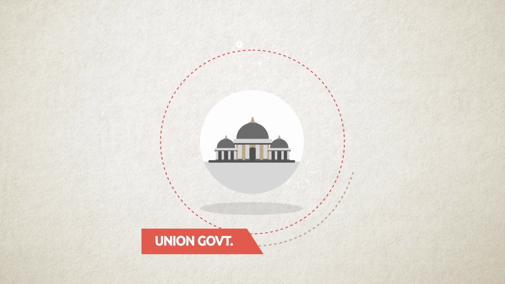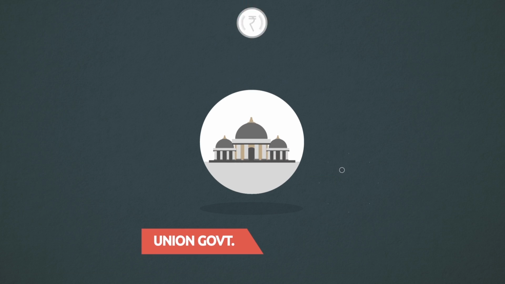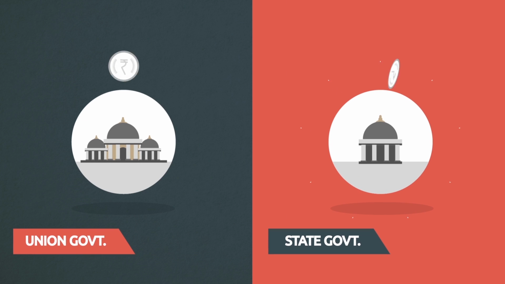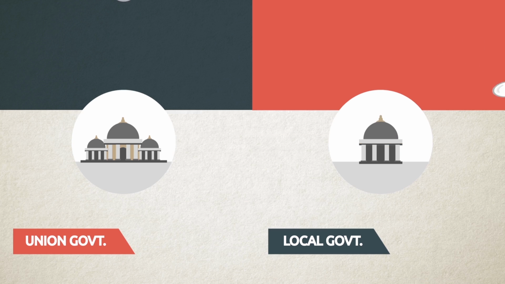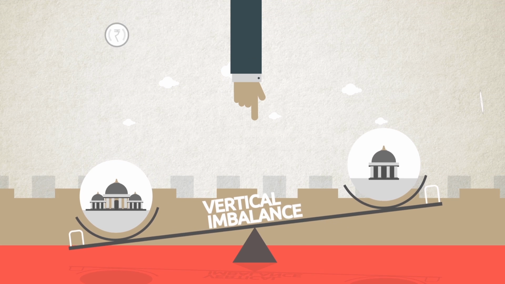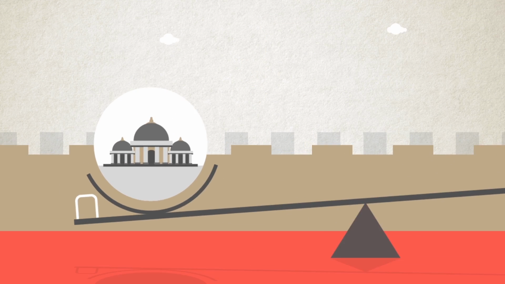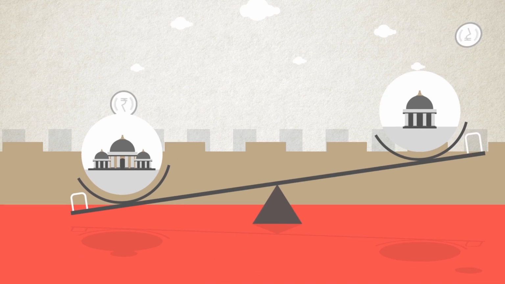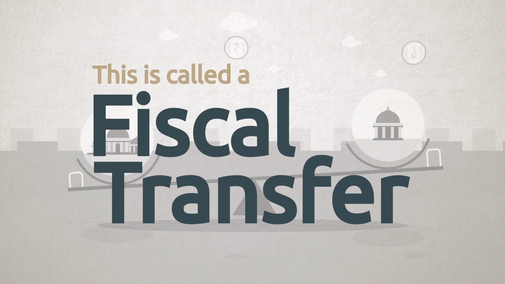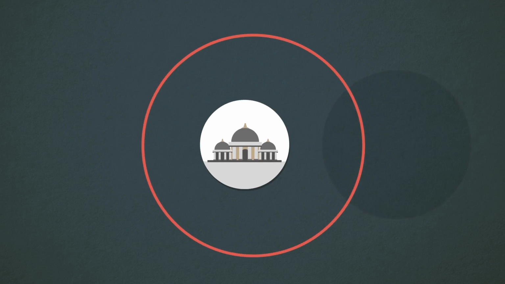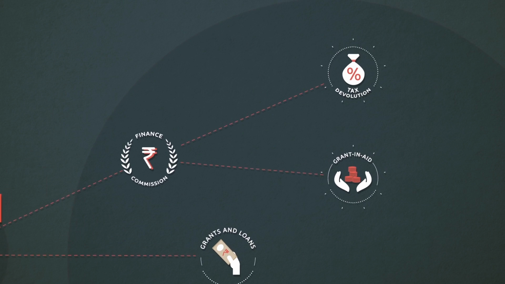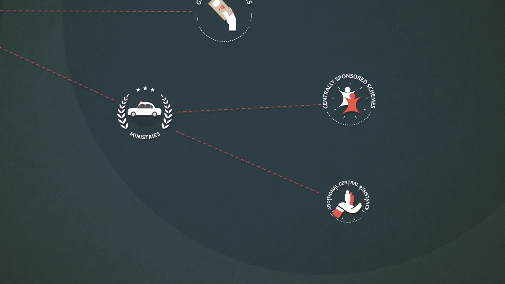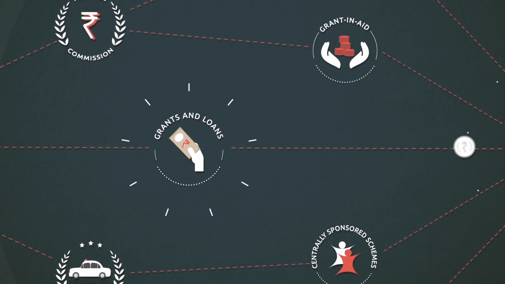The union government has the most yielding sources of tax revenue, while most of the expenditure is expected to be carried out by the state and local governments. This leads to a situation called a vertical imbalance. To address this, the union government transfers funds to states. These fiscal transfers take place via three channels: the Finance Commission, central ministries, and other discretionary grants and loans.